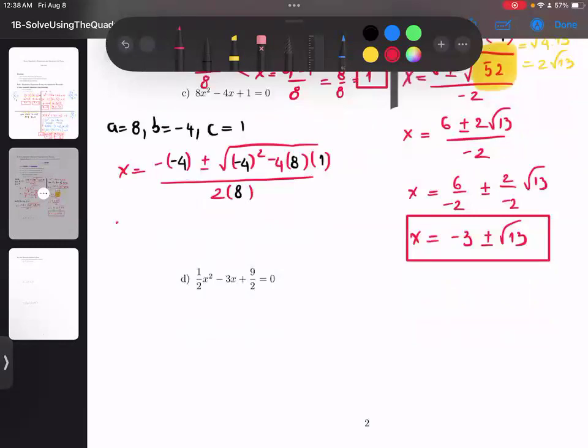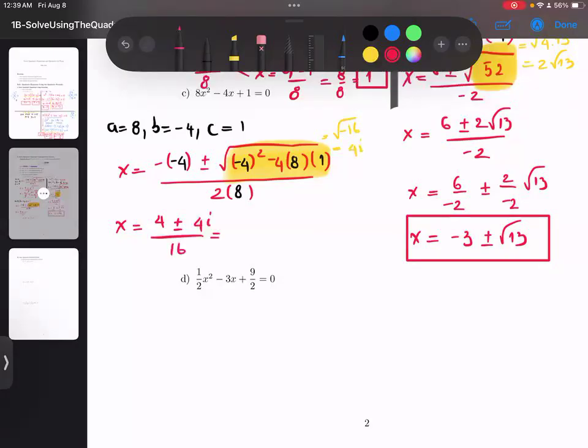Oh, I might not have enough space. So +4 plus minus. Let's see, underneath the square root, this will be 16 minus 32, which is negative 16. The square root of negative 16 is 4i. Let me write it like this, 4i over 16.